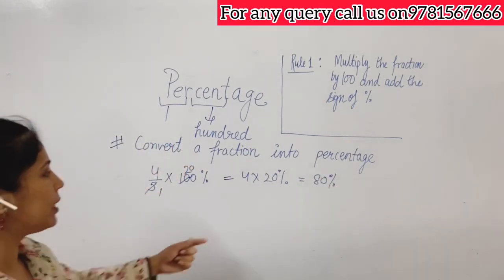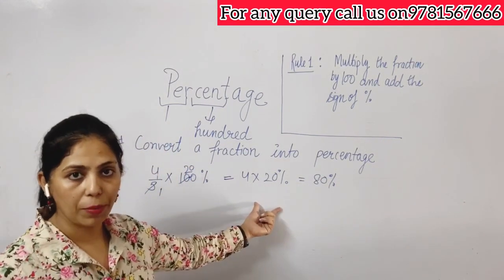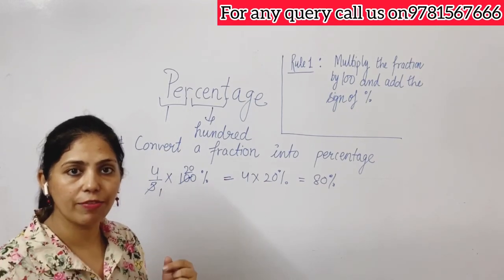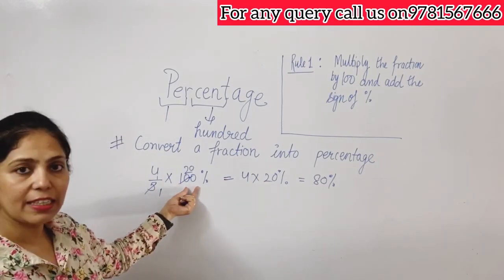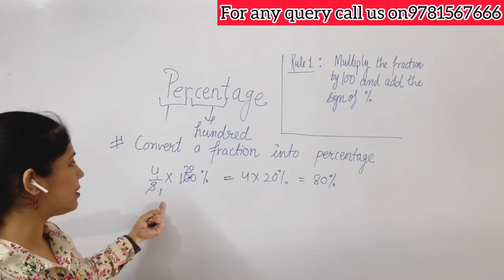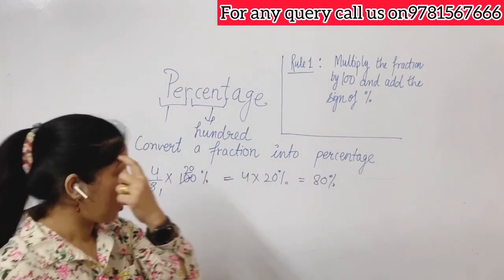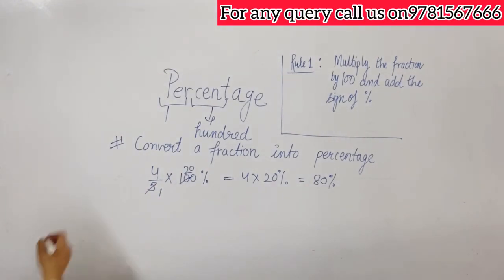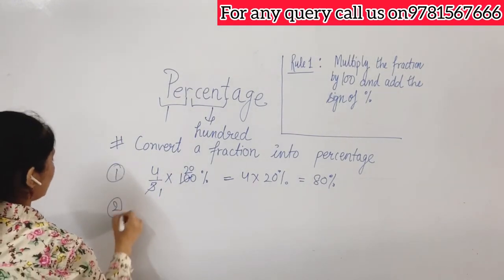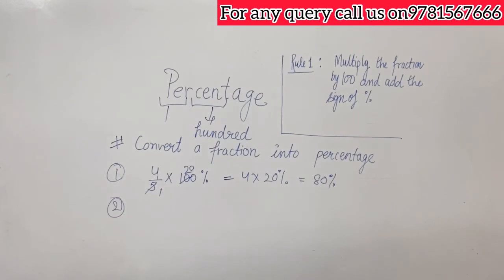Don't forget to write the steps. Don't skip them. Okay, you have to write each and every step. First step, add the 100 and percentage sign. Second step, cancel it out and write the answer. Then again write the answer by solving the second step. Okay, simply. Now again solve the second question here.